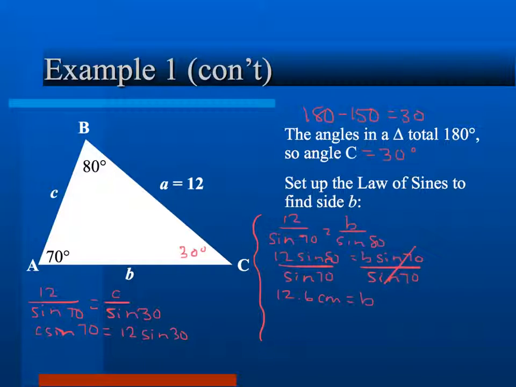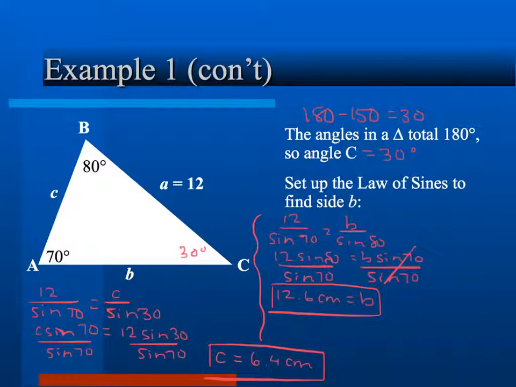And we get c all by itself. And let's see what little c is. So 12 sine 30, closing parentheses, when we put it in our calculator, is about 6.4 centimeters. So we have the three missing values that we were looking to find.